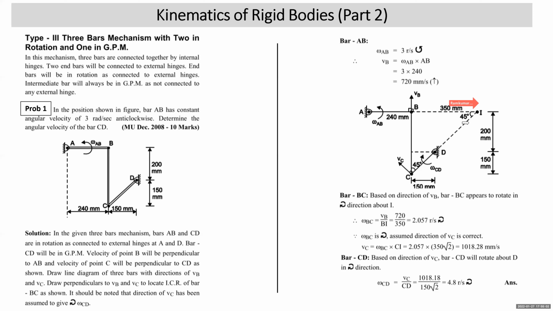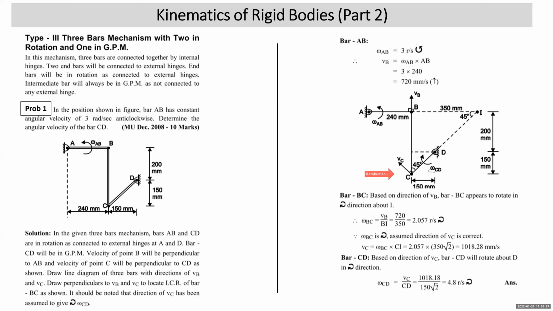Now you want to find the velocity of point C. The direction of velocity of point C is correct since VC is giving clockwise rotation to bar BC with respect to ICR I. Then velocity of point C, VC is equal to omega BC into CI. Omega BC is 2.057 and CI length is going to be the square root of 350 squared plus 350 squared, or directly I can say this length is 350, BC is 350, so the diagonal will be 350 root 2. So you get 1018.28 mm per second.